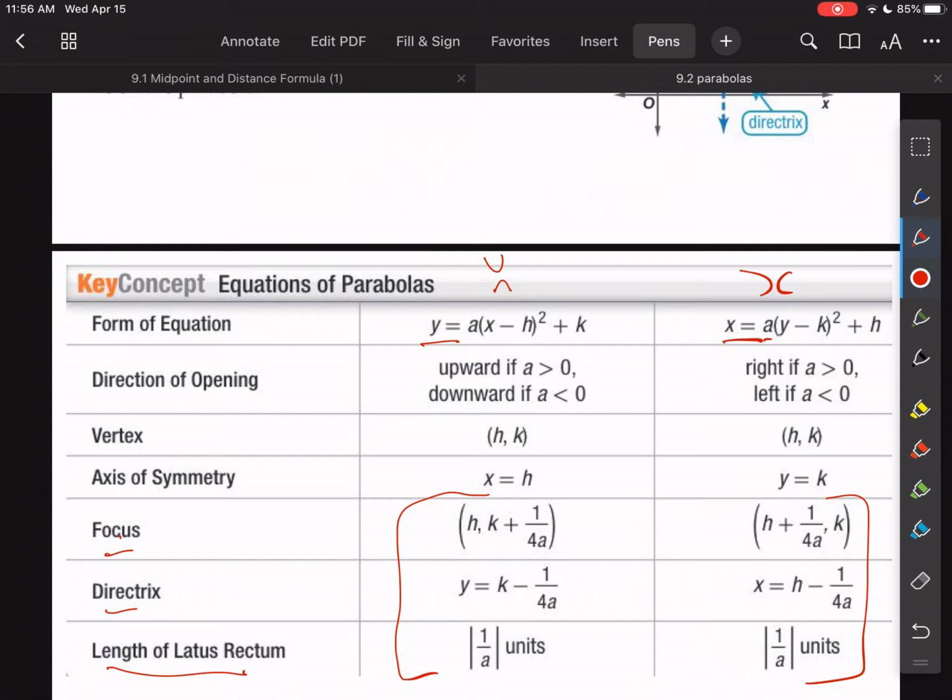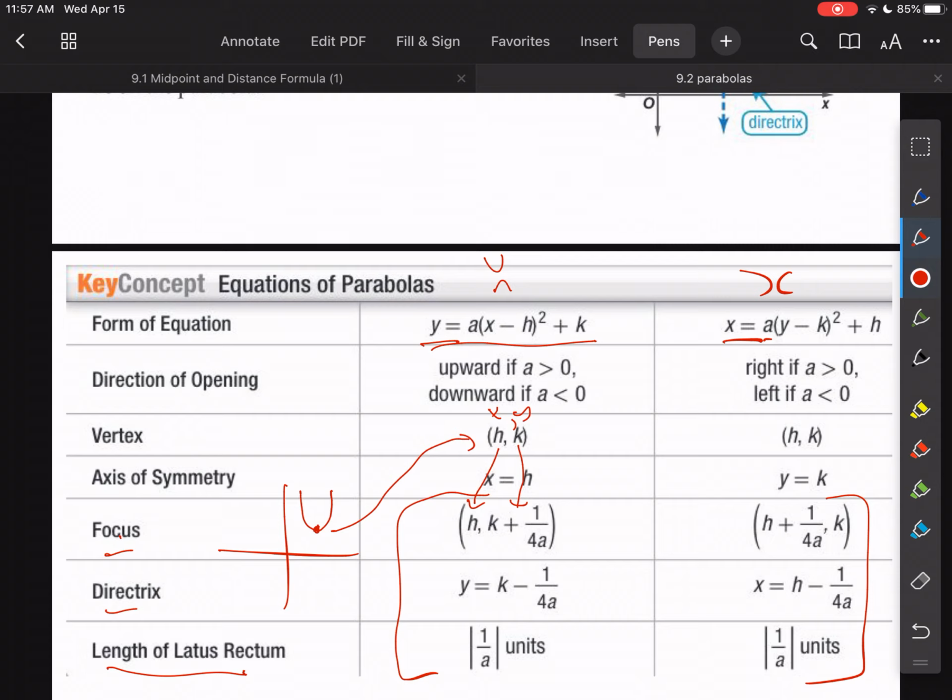So that's here in the chart. Notice that if you have a y equals formula for a parabola opening up and down, the vertex is at a point we call h comma k. This is just an xy coordinate, related to where the vertex is on the parabola. That same h and k can be used to figure out the focus.